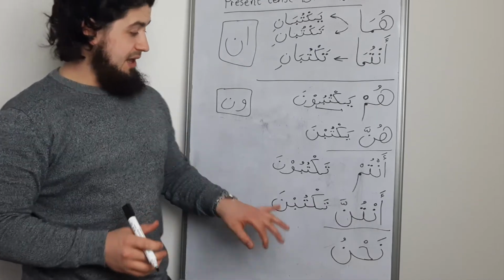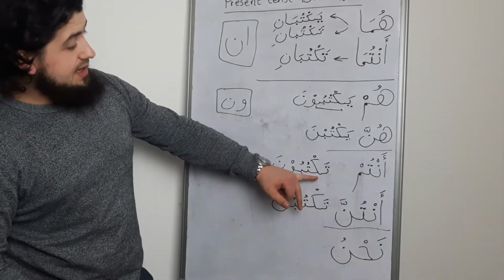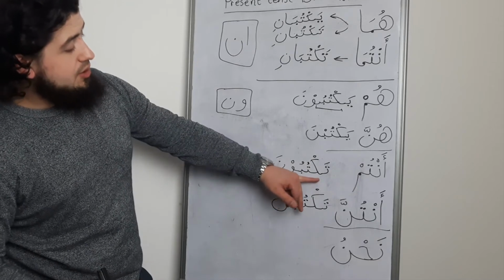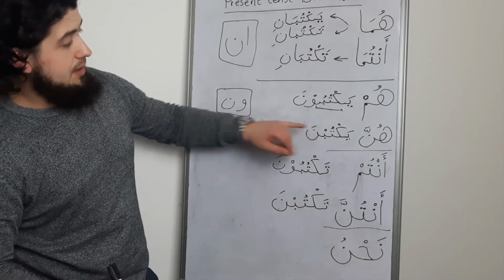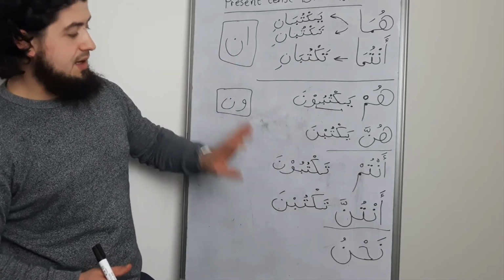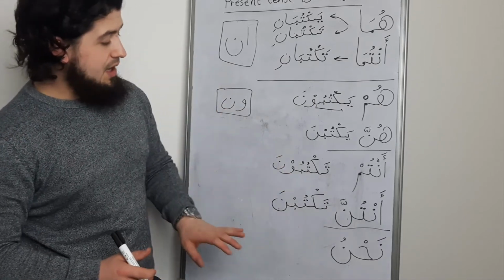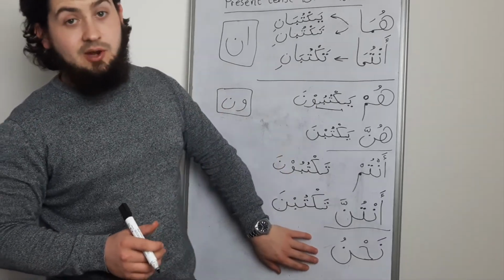So you can see these two endings are the same for the masculine. They're all ktubuna, but you have a ya at the beginning for the third person, ta at the beginning for the second person. And then the last one, this is the easiest, the nahnu, the we.